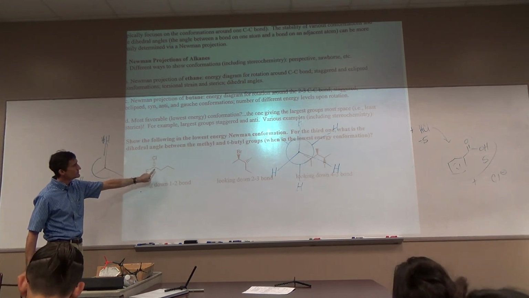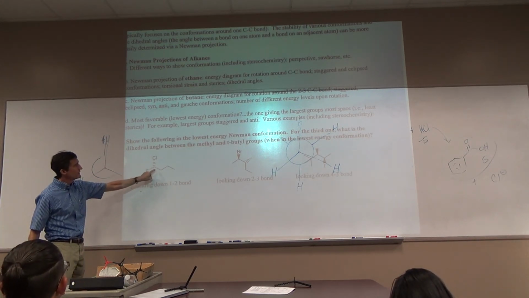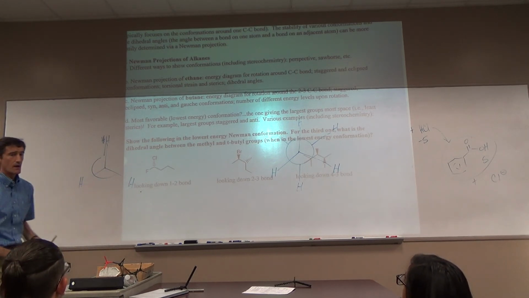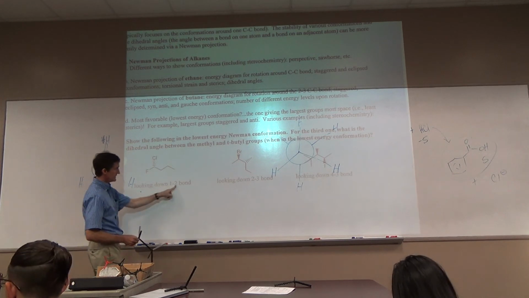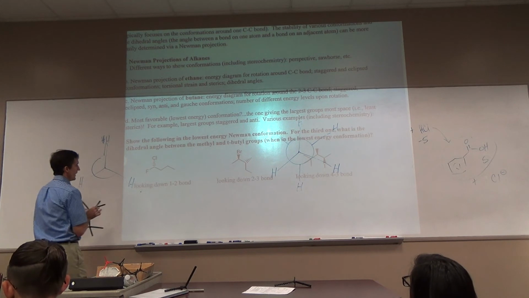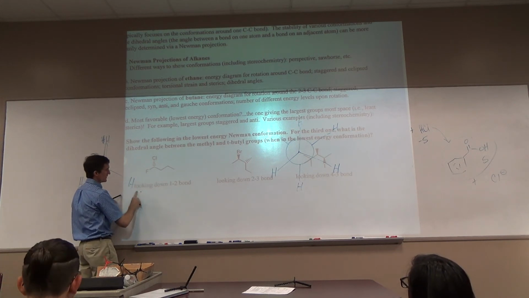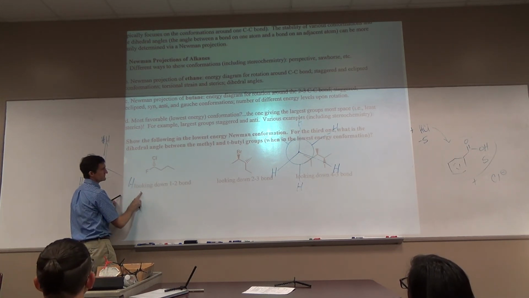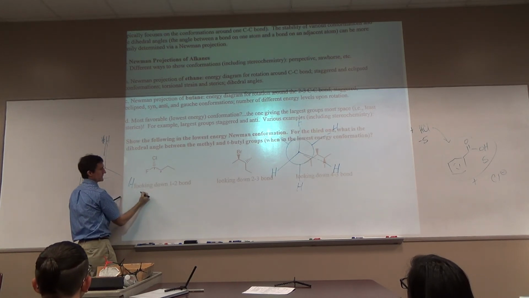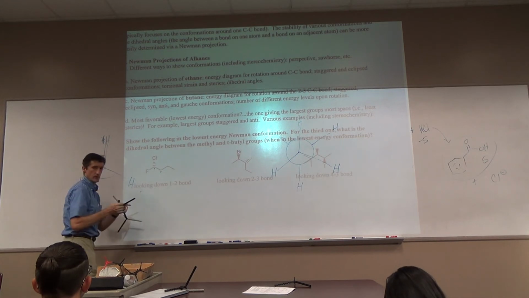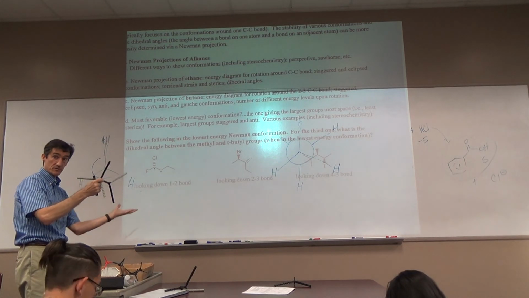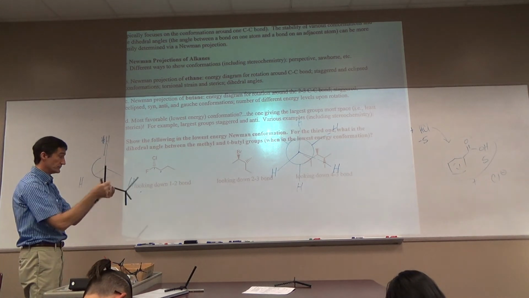Show the following compound in the lowest energy Newman conformation, looking down the 1,2 bond. 1,2 being as in nomenclature. If you name this, what would be the 1 carbon? 1, 2, right? Okay, looking down the 1, 2. So looking down, the carbon 1's in the front, then carbon 2.